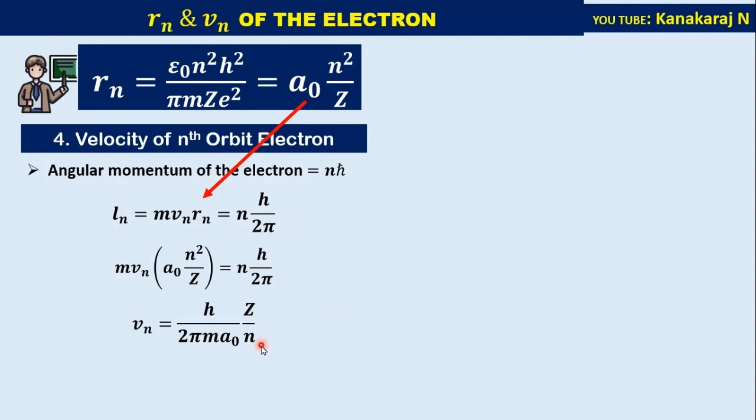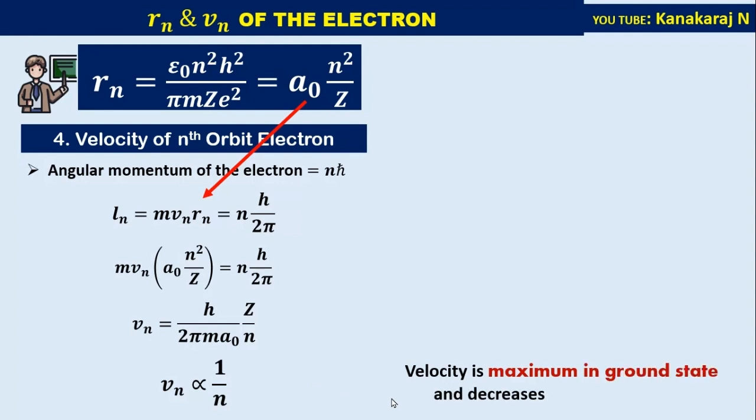Here, one n is getting cancelled, that n in the denominator. And Z is a variable, so that is there separately. Then the constants are collected, they are h divided by 2 pi m a naught. So we found Vn proportional to 1 upon n. So the velocity decreases with principal quantum number. Velocity is maximum in the ground state and decreases with n.